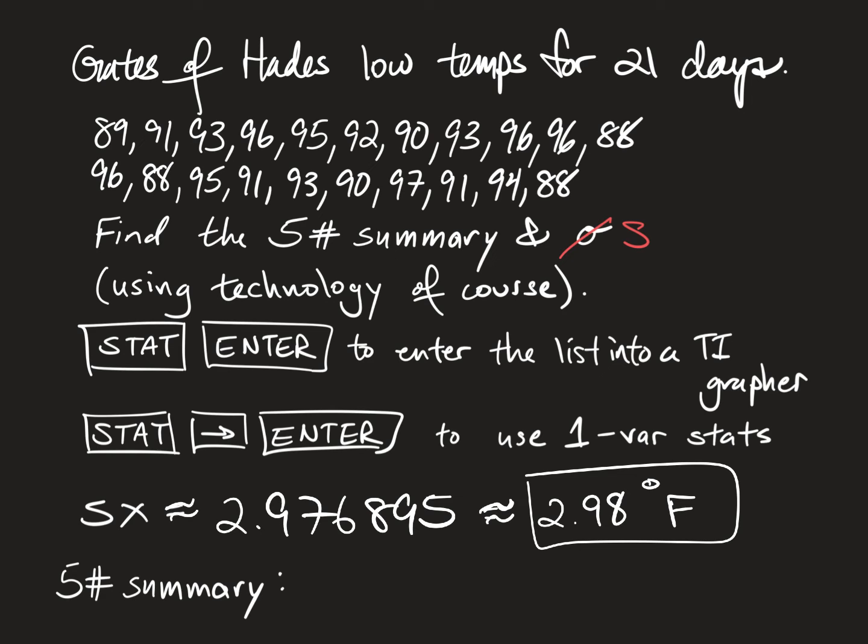Cool. So for the 5-number summary then, you can just scroll down on your One-Var Stats and find the following. There you go. For super extra clarification, this is the minimum, this is Q1, this is the median, or otherwise sometimes known as Q2. This is Q3, and this is the maximum. Now this is just for the low temperatures for the Gates of Hades for the last 21 days.